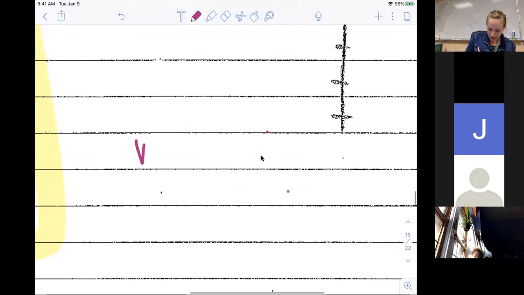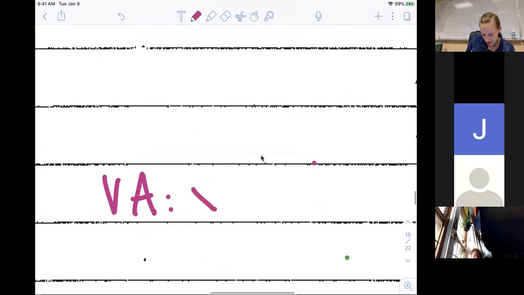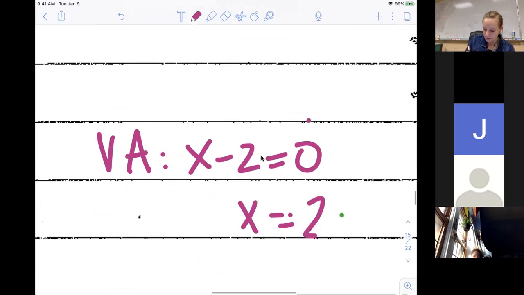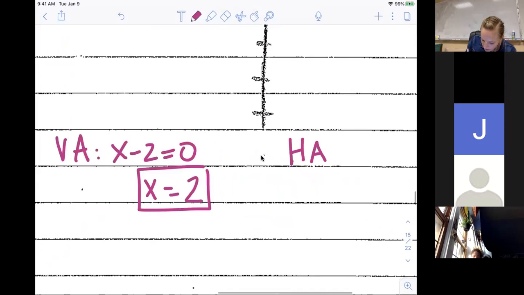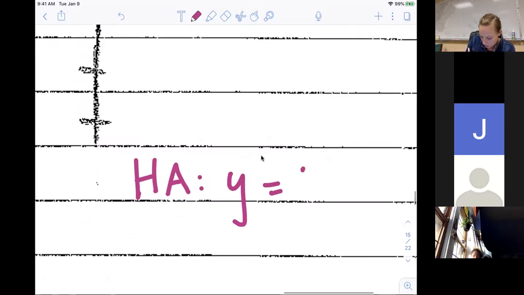All right, vertical asymptote. We just made our notes on the other side, so you can go back and look to see what vertical asymptote is. Set our denominator equal to 0. X minus 2 equals 0. Add 2 to both sides. X equals 2. Perfect. Now horizontal asymptote. It looks like my exponents are the same. They're both 1. My coefficient in front of both of them is 1, so my horizontal asymptote is y equals 1.